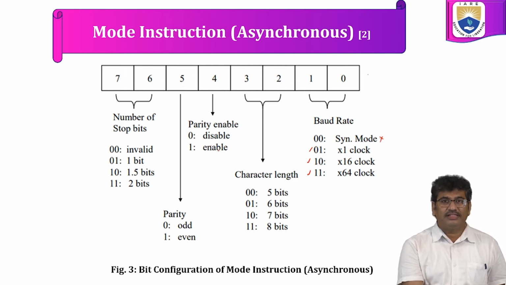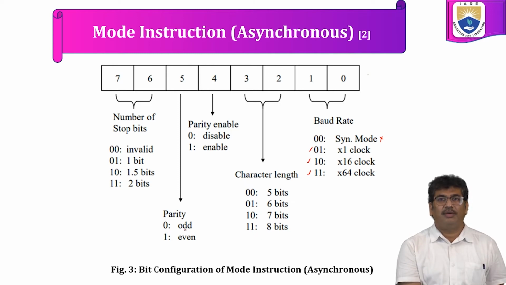If the parity bit is enabled, there are two types of parity bit we can have. Either it is even parity or odd parity. This bit corresponds to PE or EP. So if you configure this bit equivalent to 0, odd parity. If this bit is equivalent to 1, the scheme which we are using is even parity type.